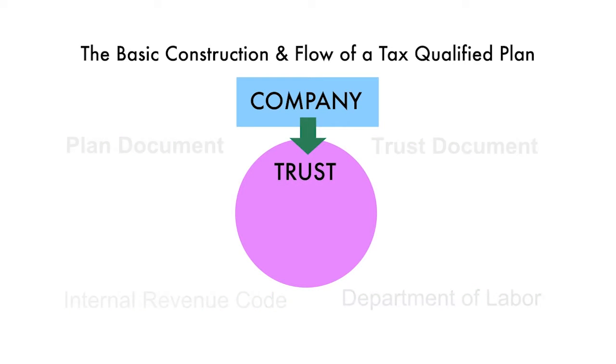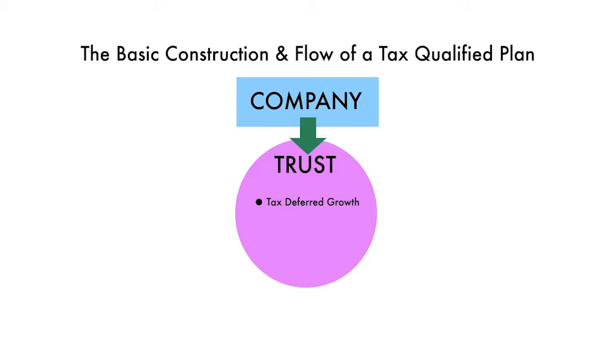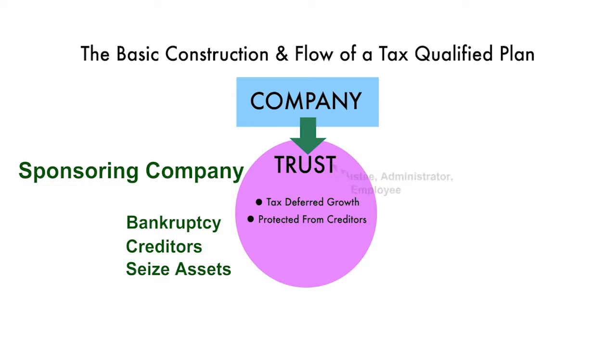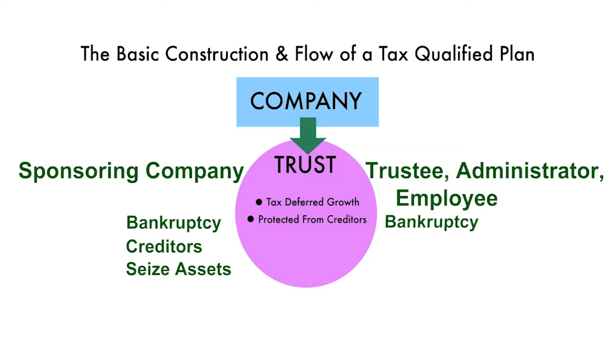The tax-qualified retirement plan has some special features. The earnings on the investments grow tax-deferred until funds are distributed to the participant. The tax-qualified retirement plan is protected from creditors. If the sponsoring company files bankruptcy, the creditors of the sponsoring company cannot seize the assets of the trust. If the trustee, administrator, or employee participant files for bankruptcy, the creditors of that person cannot seize the assets of the trust. The same protections are there in the event of a lawsuit to the company or any other people involved with the trust.